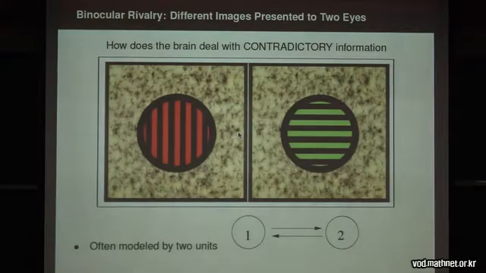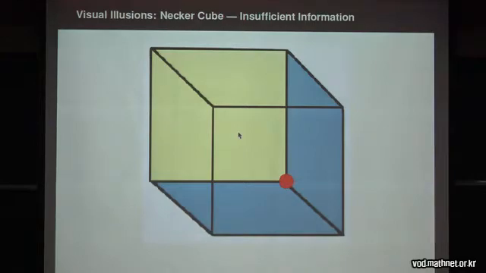Okay, so here's what binocular rivalry is. As I told you before, two pictures. One is shown to the left eye of the subject, the other to the right. And what will happen all the time is that people will perceive one image, then the other, one image, then the other. It'll alternate just like the Necker cube. So you can believe the alternation. The Necker cube is, how does the brain deal with insufficient information?